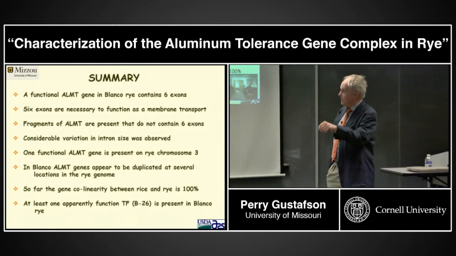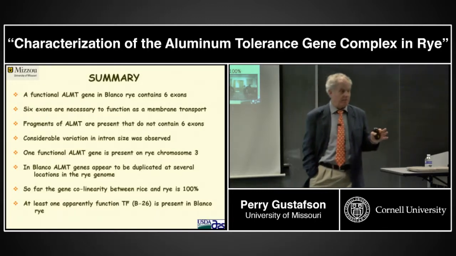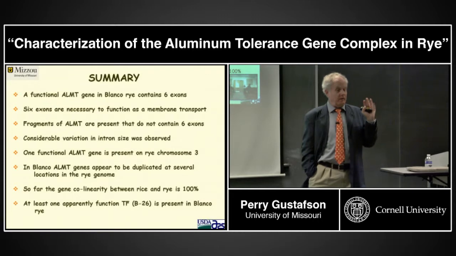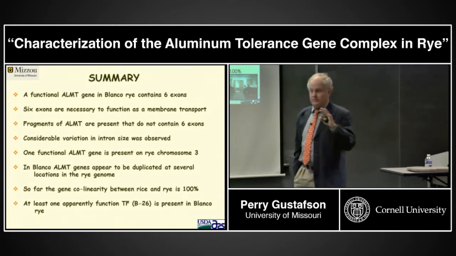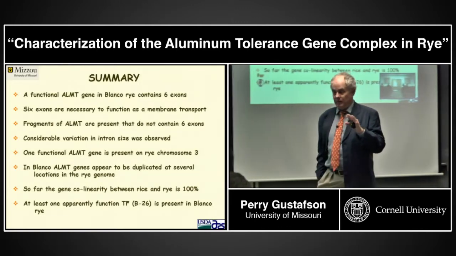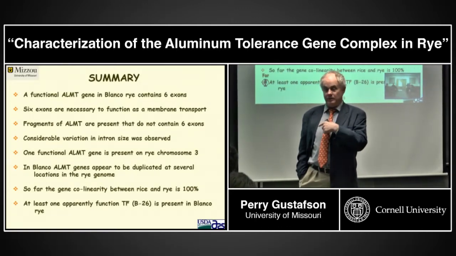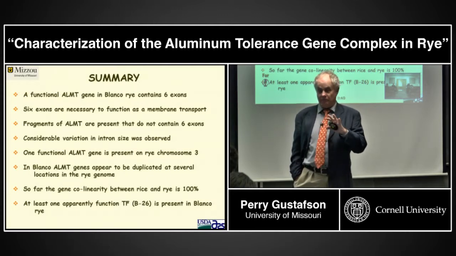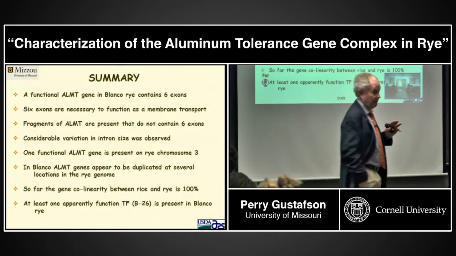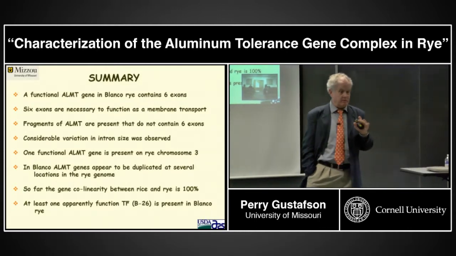It appears that 6 exons are necessary for the function and that we found fragments all over the place. So if somebody wanted to tell me there were 10 copies of malate transporter in this Blanco rye, according to PCR analysis, you'd say yes. When you look at the sequence, you'd say no. There's only 4 maybe. Those 4 are located on at least 2 different chromosomes.